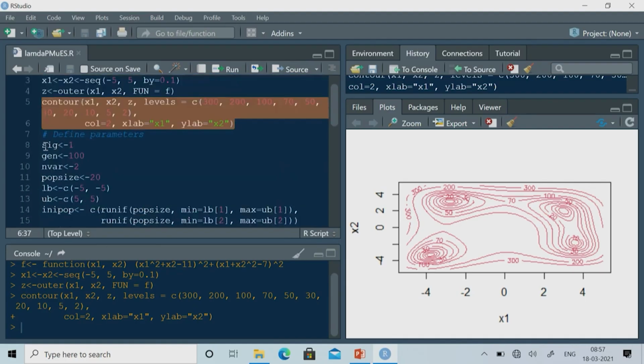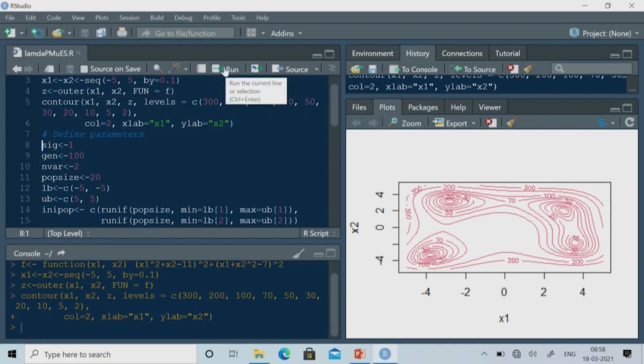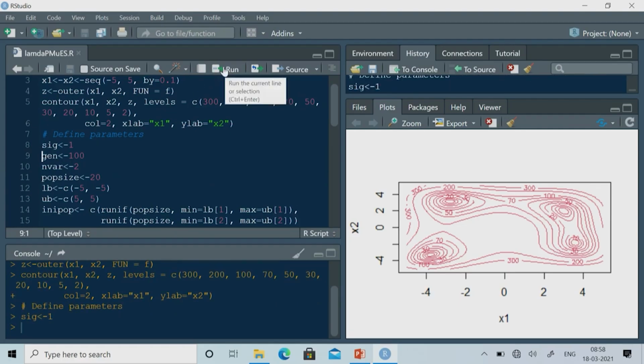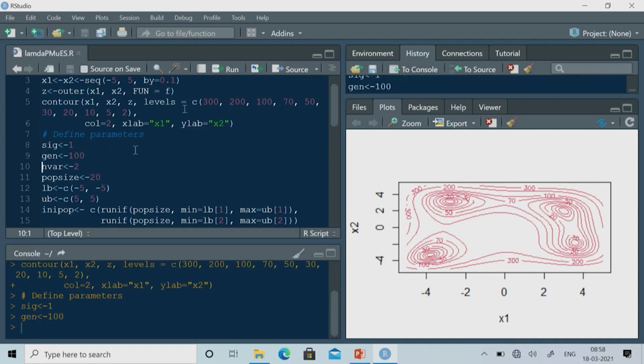What do you have to define? I am defining sigma equal to 1. I am not changing the value of sigma; I am considering a constant value of sigma, that is 1. Then generation I have defined as 100, so the algorithm will run for 100 generations. Then the number of variables is 2, so it is a 2 variable function.